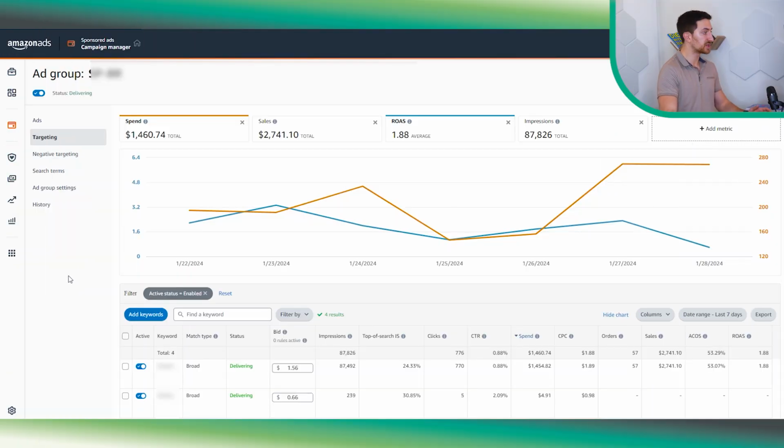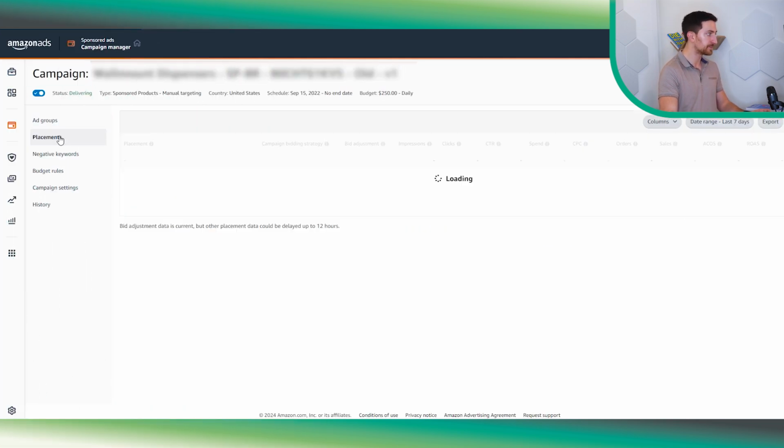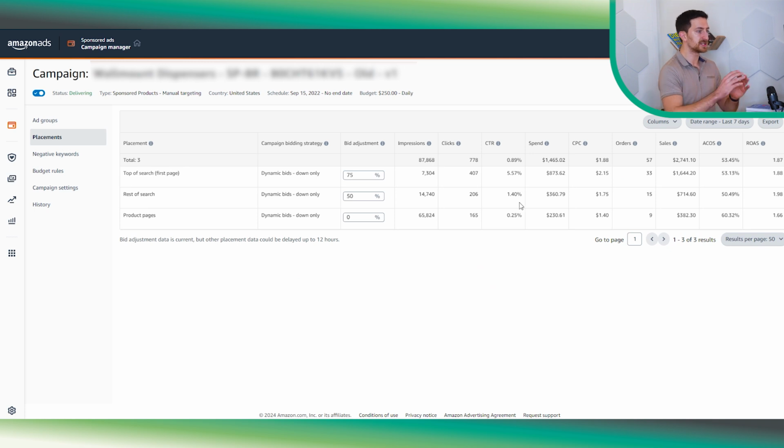Okay, the next thing we can check for this campaign is placement. If you go under your campaign, under placement, we can see where we are putting our money and what we are optimizing for this campaign. In the last 7 days, we're getting a lot of clicks on top of search, a lot of clicks on rest of search, and some clicks on product pages. The one that is not performing very well is product page.